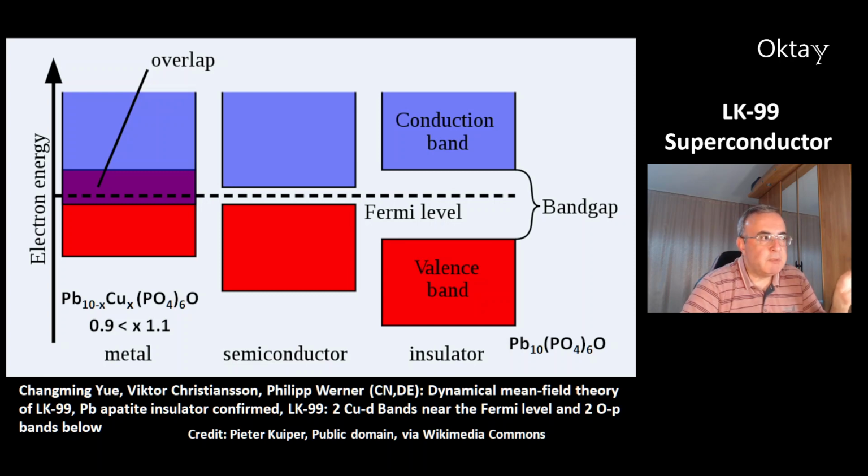Another work of Changming, Viktor, Christiansson, Philipp, Werner from China and Germany. They made a dynamical mean field theory of LK-99. And this work confirms that lead apatite is an insulator in this picture at the right. This is the Fermi level, this energy that you need to add one more electron to the structure. And they think LK-99 has two copper d bands near the Fermi level and two oxygen p bands below.